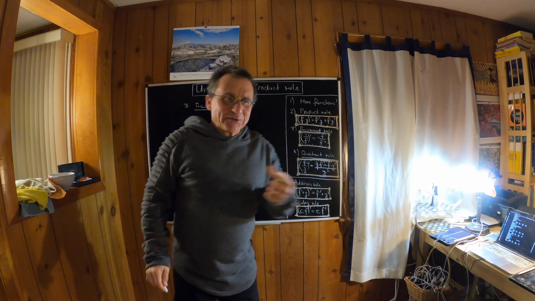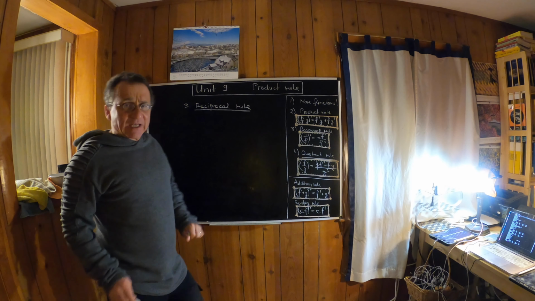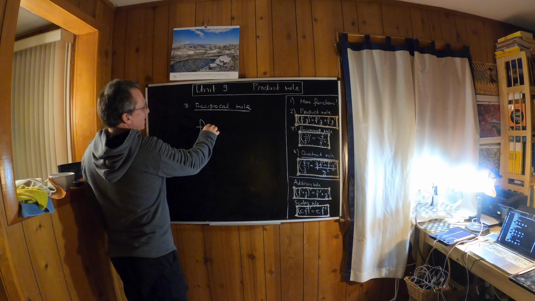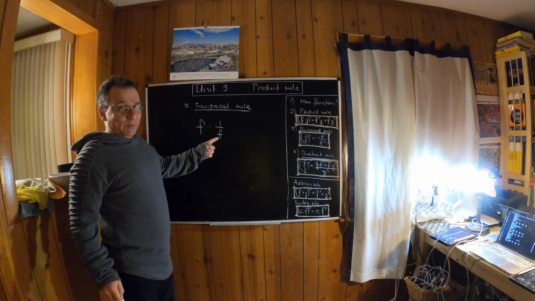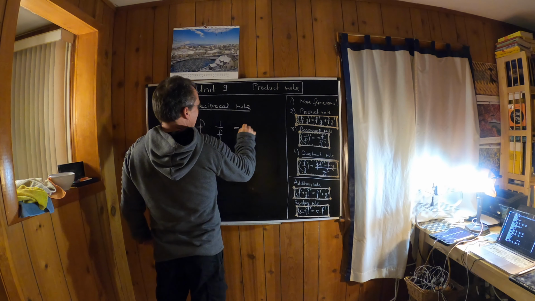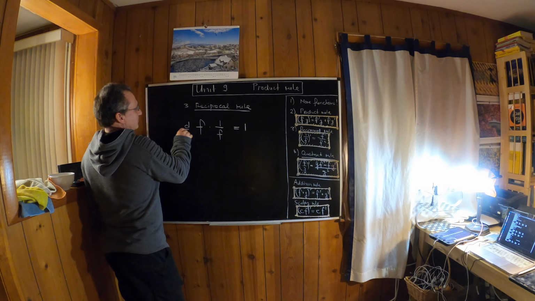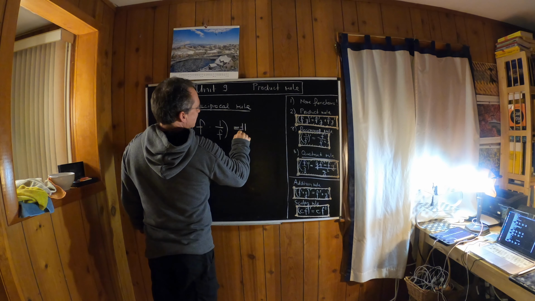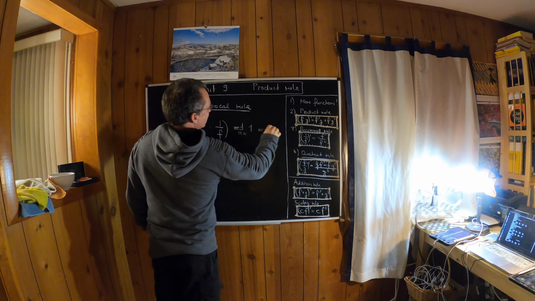Okay, so the second rule is the reciprocal rule, which we can immediately get from the product rule. Because what we have is f times 1 over f. And then we have f divided by f, of course we get just 1. And now we can differentiate that. So we get the derivative of 1, of course that's equal to 0.